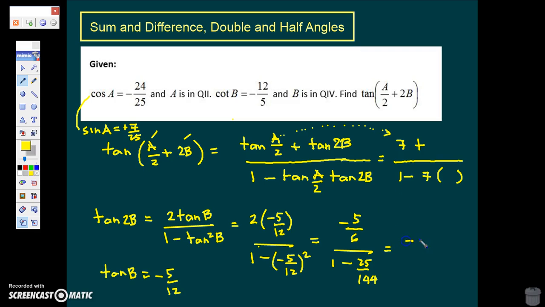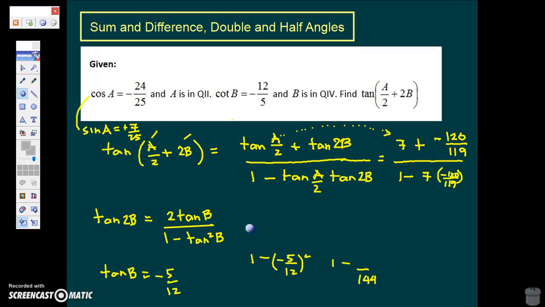Okay, so simplifying, this would be negative 5 over 6 all over 144 minus 25 over 144. This would be 119 over 144. Now simplifying this, it's simply negative 5 over 6 times the reciprocal, which is 144 over 119. So we would get here negative 120 over 119. So this is the value of tan 2B. We put it here: negative 120 over 119. Again, let's just erase part of our solution.